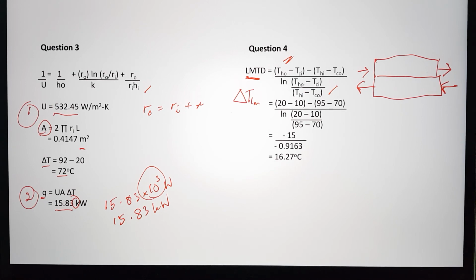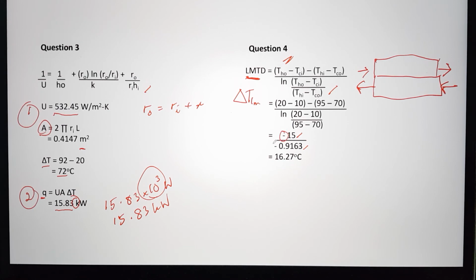Divide by ln Th naught minus Tci over Thi minus Tc naught. From the values given, the temperatures in this particular problem statement, just use the temperature values. So 20 minus 10, and you will get negative 15 divided by negative 0.9163.